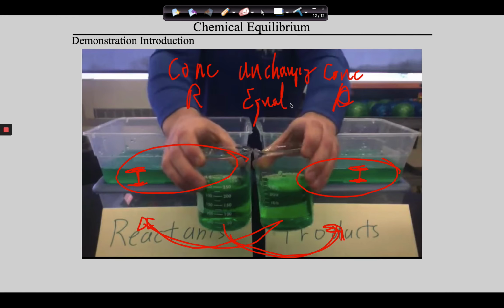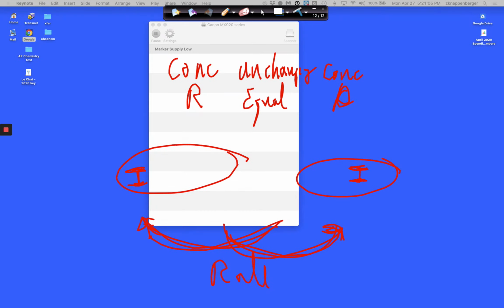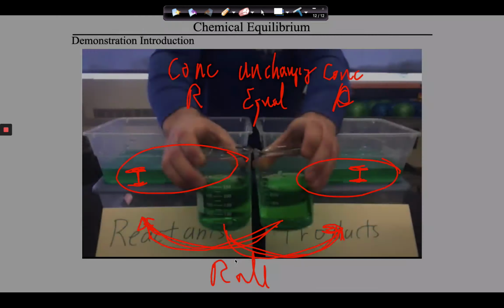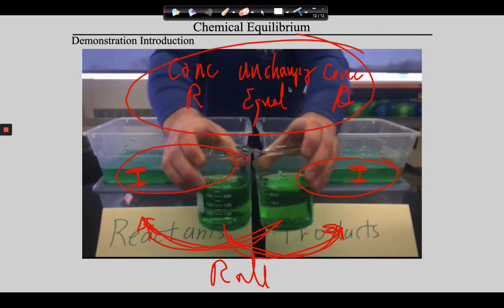Now here's the thing that's interesting. We've got two things that are equal. We've got the forward and reverse rates that are equal, but we've also got the concentrations which are equal. Now, here's the thing that's interesting, guys. In order to be at equilibrium, the rates have got to be equal, but the concentrations do not need to be equal. And so I'd like to show you an example of that.